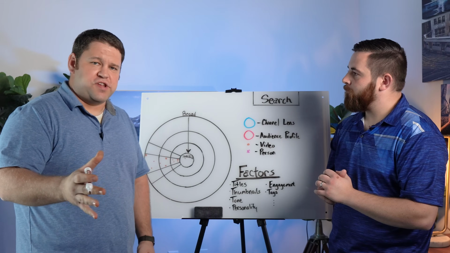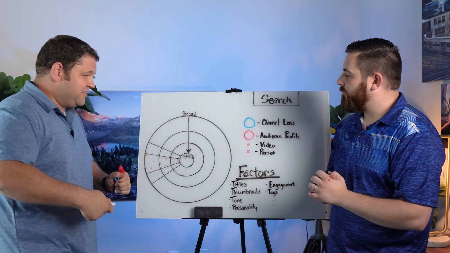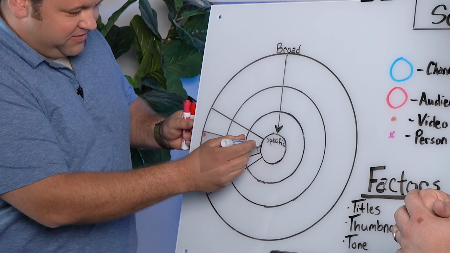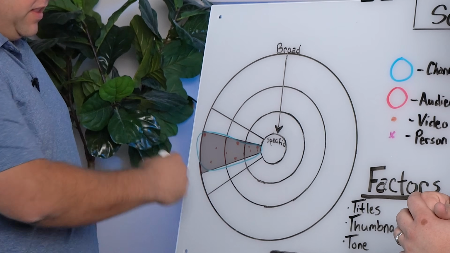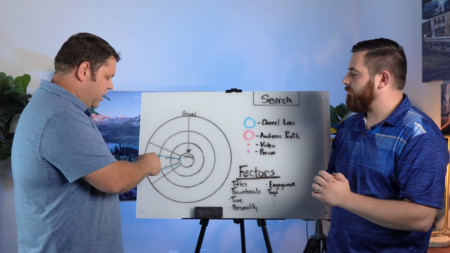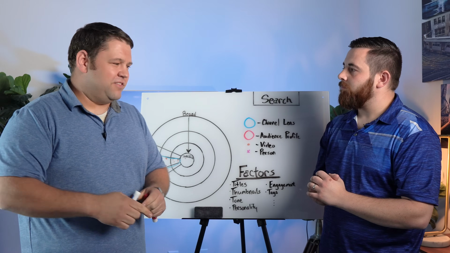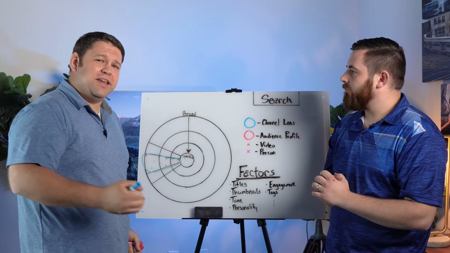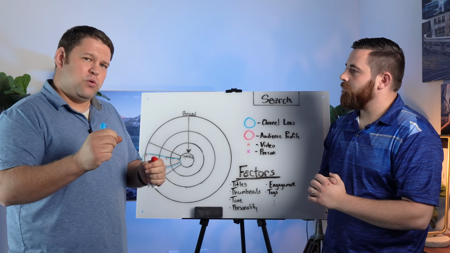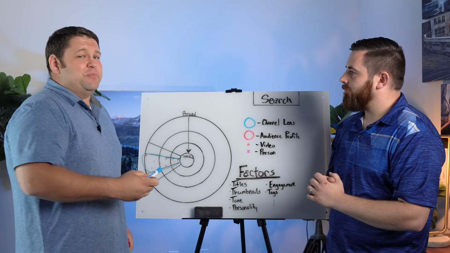Now, what's going on when your channel is brand new is YouTube has no idea who your audience is. Your channel lens, what you're trying to create, is this. That's your whole channel lens, and it's pretty big. It's probably too big. And YouTube doesn't really know quite what's going on here. And so with every video, they're gonna experiment with people based on the topic, based on the kind of videos that other people watch. When they find videos that seem kind of similar to yours, they're gonna try to show your videos to the people that watch those other videos. But they're gonna do it pretty conservatively.